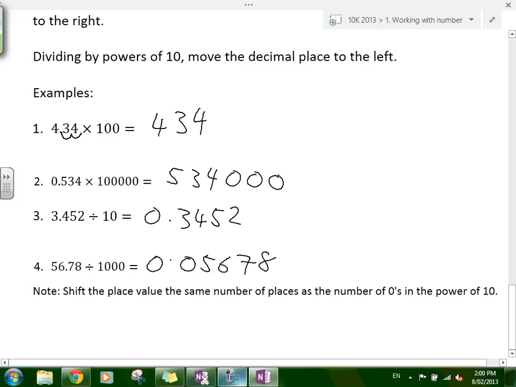Alright? And you shift the place value the same number of places as the number of zeros in the power of 10. So if it's 100, it's 2 zeros, move it 2 places. It's 1,000, 3 zeros, you move it 3 places.